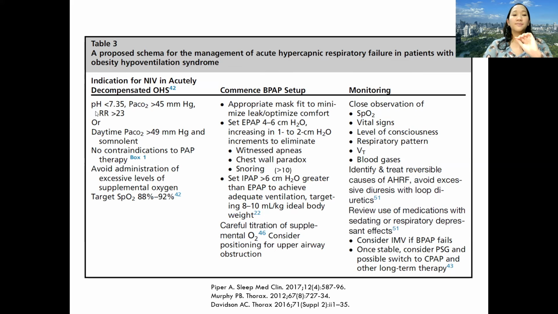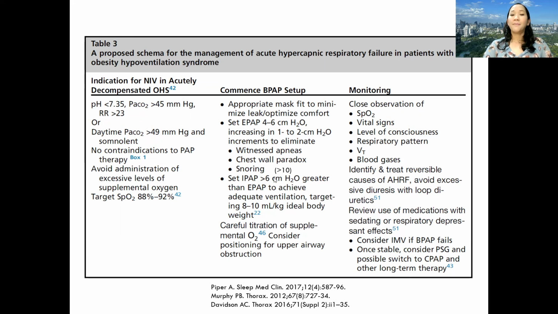You treat if the pH is less than 7.35, CO2 more than 45, respiratory rate more than 23, or daytime CO2 more than 49, and somnolence, and no contraindication for BiPAP. You should avoid giving too much oxygen and target a saturation between 88 to 92%. The starting pressure is usually between 4 to 6 of the EPAP, and you increase by 1 to 2 centimeters of water to eliminate witnessed apnea, chest wall paradox, and snoring.